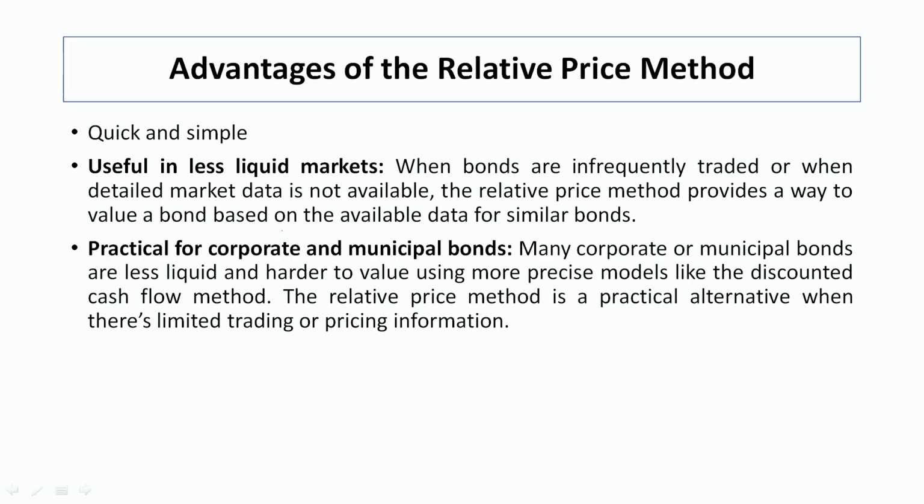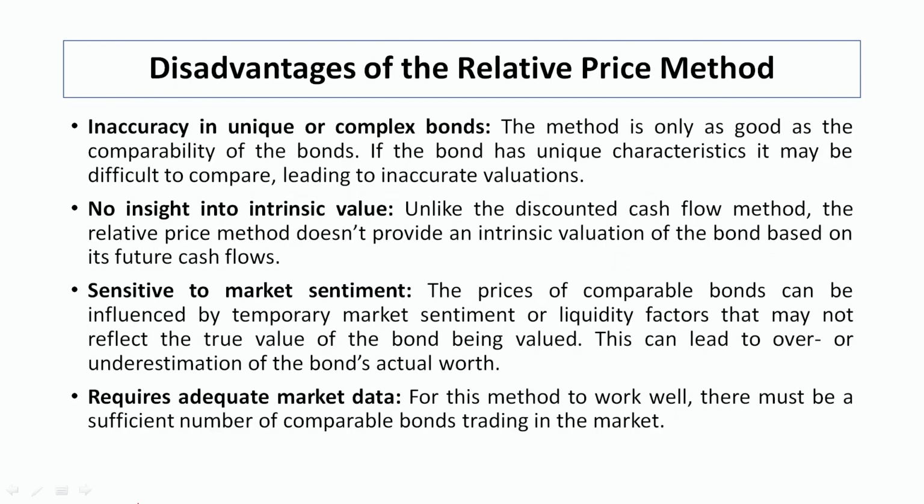the relative price method provides a way to value a bond based on the available data for similar bonds. Suppose our bond is not tradable, but other bonds are tradable and have a similar proposition, we can use their data and go for this calculation. It is practical for corporate and municipal bonds, because many of them are less liquid and harder to value using precise models like DCF or YTM. The relative price method is a practical alternative way to value bonds.